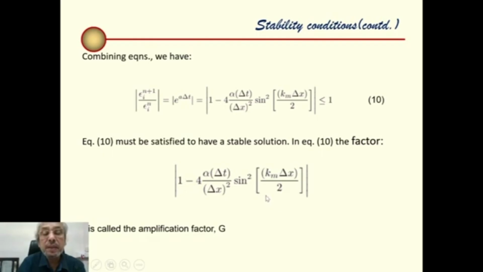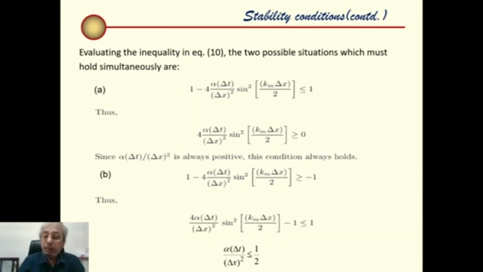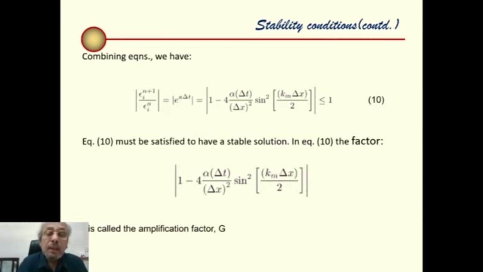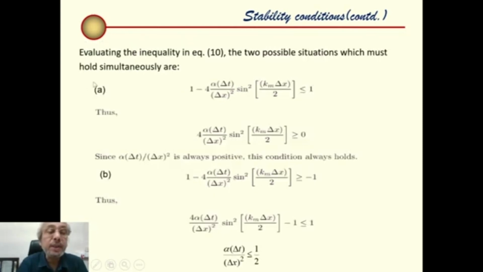It means amplification of error, which is modulus of this quantity: 1 minus 4 alpha delta t by delta x square into sine square km delta x by 2. Now this can be done in two different ways. If the modulus has to be less than 1, there are two possibilities. One is 1 minus 4 alpha delta t by delta x square into sine square km delta x by 2 is less than equal to 1.